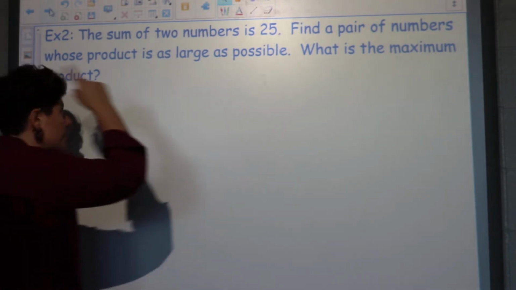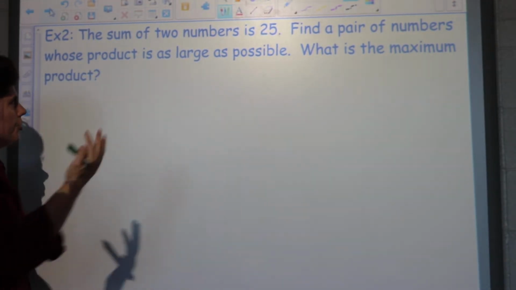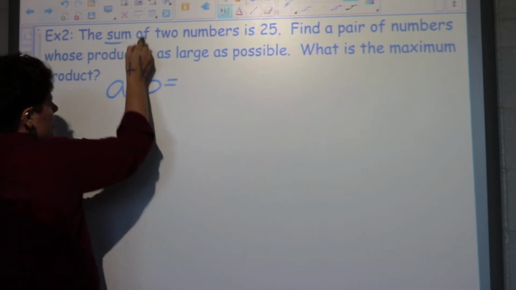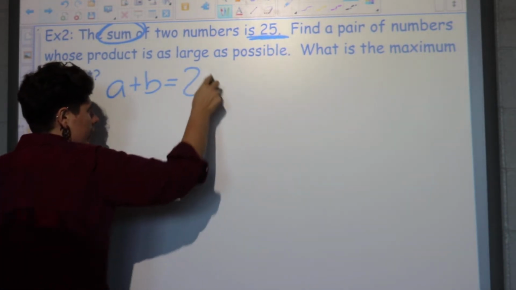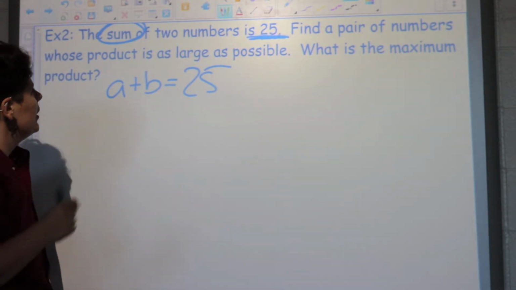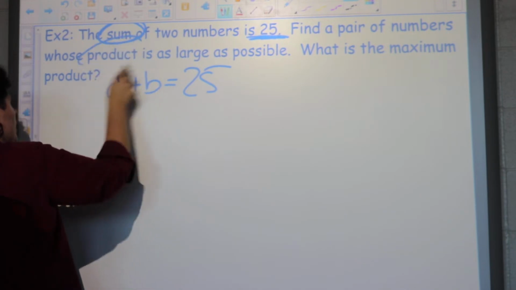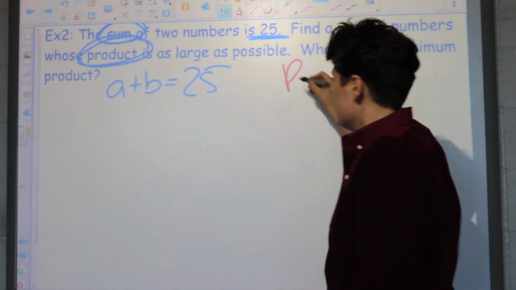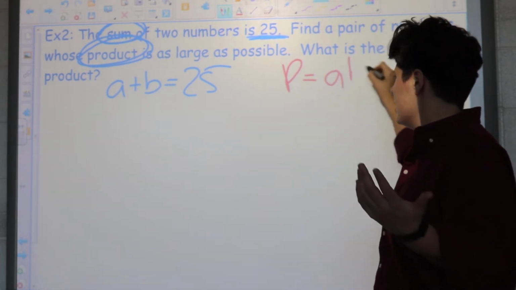Number 2, the sum of two numbers. All right, let's use different letters this time, just for fun, just to show you it doesn't matter. So I'm going to say A plus B equals 25, because it says sum, so I wrote addition, and it has to come out to 25. Now it says find a pair of numbers whose product is as large as possible. So we're still talking about a product. So again, I'm going to use that P for product, but instead of X and Y, I used A and B this time. So product equals A times B.